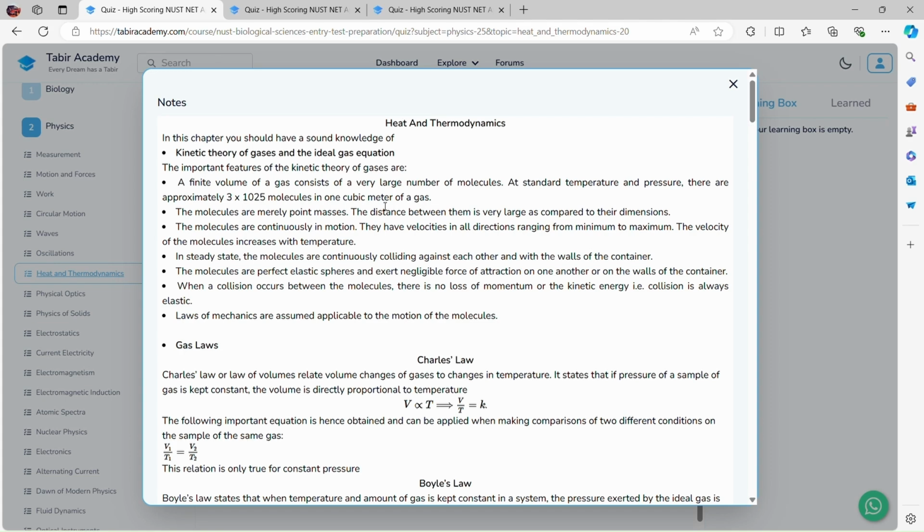A finite volume of a gas consists of a very large number of molecules. At standard temperature and pressure, there are approximately 3 times 10^25 molecules in 1 cubic meter of a gas. The molecules are merely point masses. The distance between them is very large as compared to their dimensions. The molecules are continuously in motion. They have velocities in all directions, ranging from minimum to maximum. The velocity of the molecules increases with temperature.